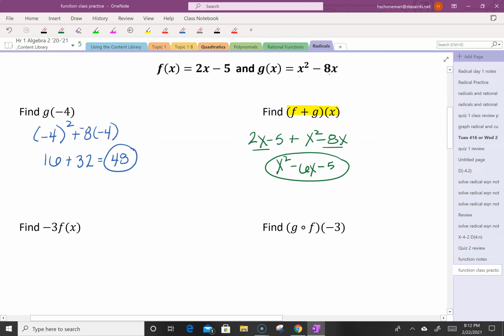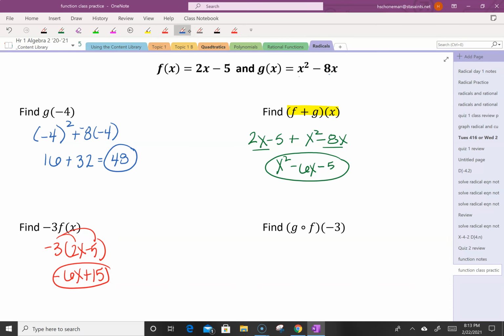Okay, on the next one, it wants us to take -3 times function x. So -3 times function x. Okay, simplify that. So I get -6x plus 15. That's it.